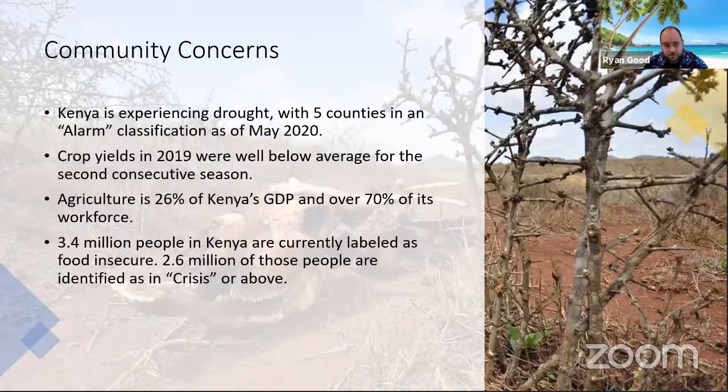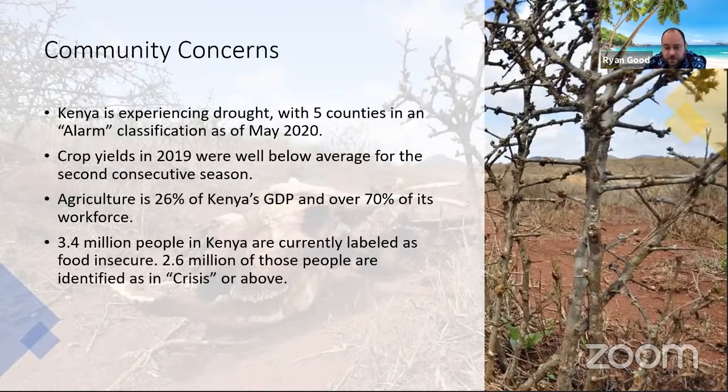As for the community concerns that I'm hoping to address that I mentioned a few moments ago, Kenya is currently experiencing significant, ongoing, and likely to last into the future drought, with 5 counties classified in the alarm classification, the most serious classification level, behind emergency, which would essentially mean there is no water whatsoever. This means that environmental and production indicators in these counties and surrounding areas are notably outside of their seasonal norms.